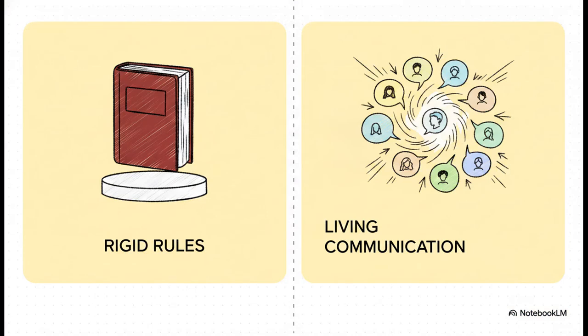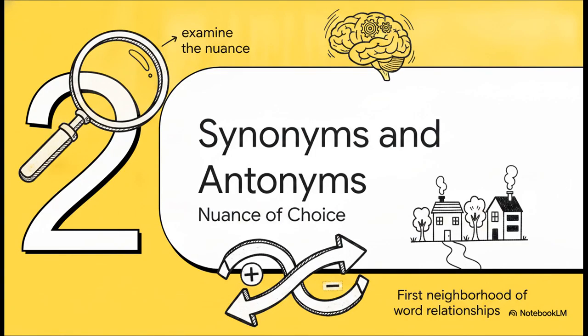Think about the stark contrast between these two tools. Dictionaries are incredibly useful, obviously, because they tell us what a word means in a very strict, definitive sense. But then you have the corpus. A corpus is a massive collection of texts that shows us how people really, truly use those words in everyday life. So while a dictionary gives you the flat rules, a corpus reveals the living, breathing patterns of how we actually communicate. All right, moving into section 2, synonyms and antonyms, where we'll explore the nuance of choice and opposites.